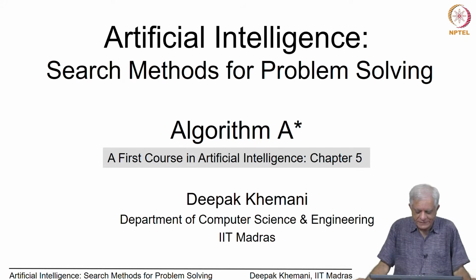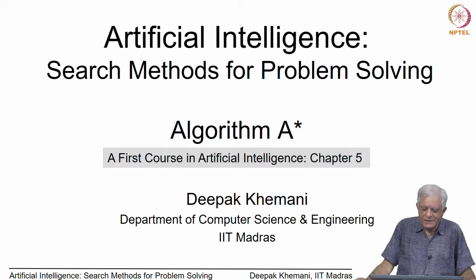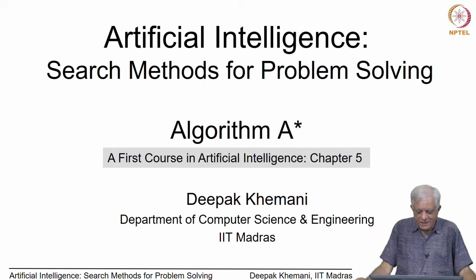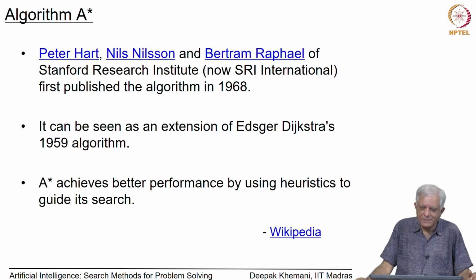So, welcome back, and we have been looking at algorithms to find optimal solutions or optimal paths in a graph, and today we have arrived at this major algorithm called A star, which is in many ways the highlight of this course. It is not a new algorithm, as you can see from the Wikipedia page.